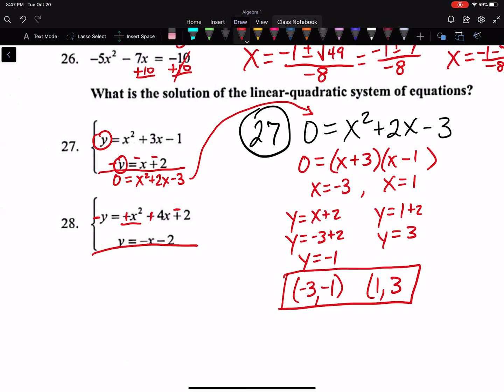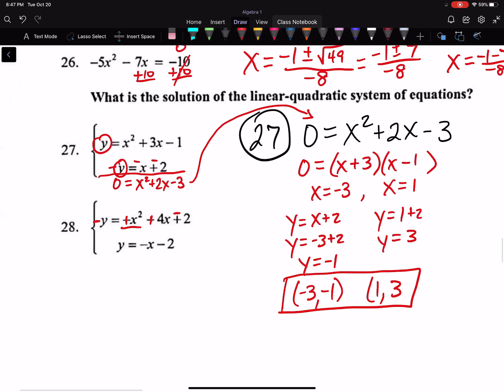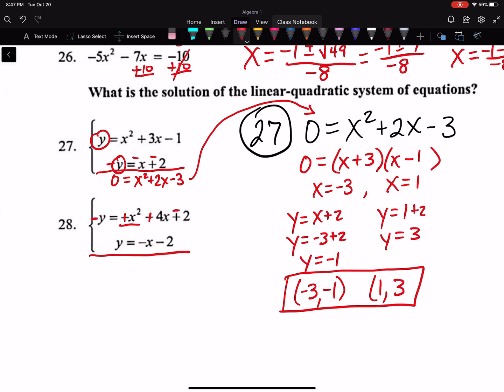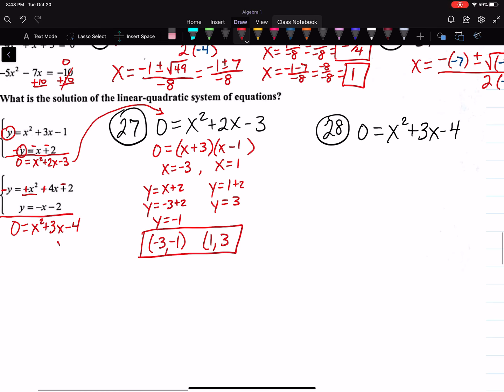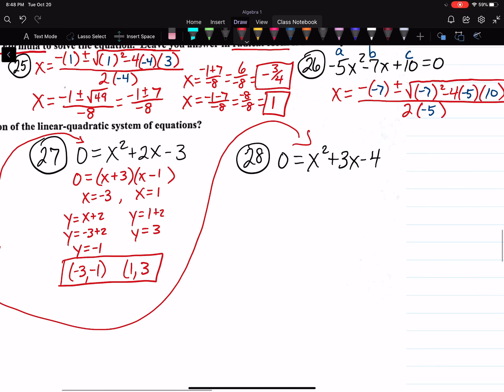I add them up. That's a bad line. It looked like I took it off. So there we go. Negative y and positive y make 0 equals positive x squared. Positive 4x minus x is positive 3x. Negative 2 and negative 2 make negative 4. So that is where this comes from. And I just moved it over here so I'd have room to work it.